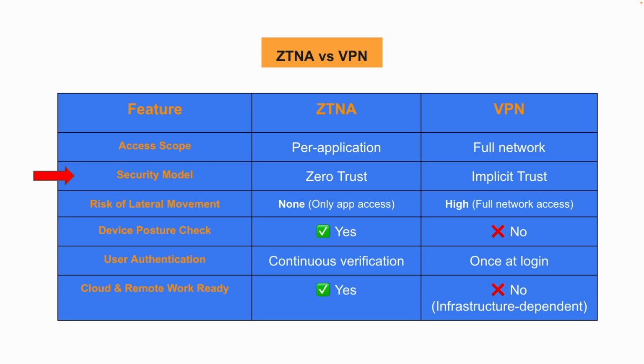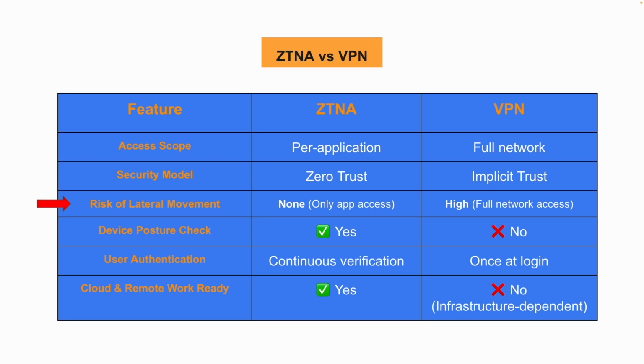Whereas VPN relies on implicit trust, meaning that once a user connects to the network, they are often granted broad access to internal resources without ongoing verification. This approach increases security risks, as compromised credentials or unauthorized access can lead to lateral movement within the network, exposing sensitive data and application.